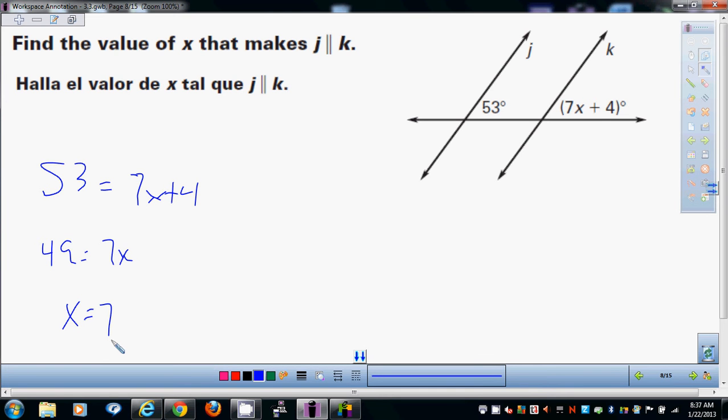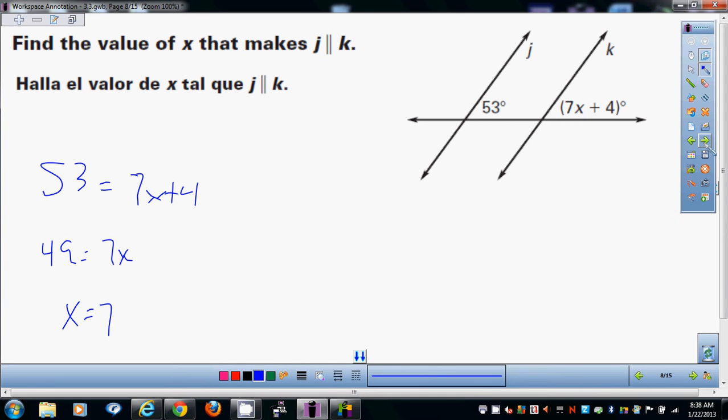Questions. See, the math is the exact same thing we did Friday. The only thing different is the way we're approaching it. Other questions on this particular problem?